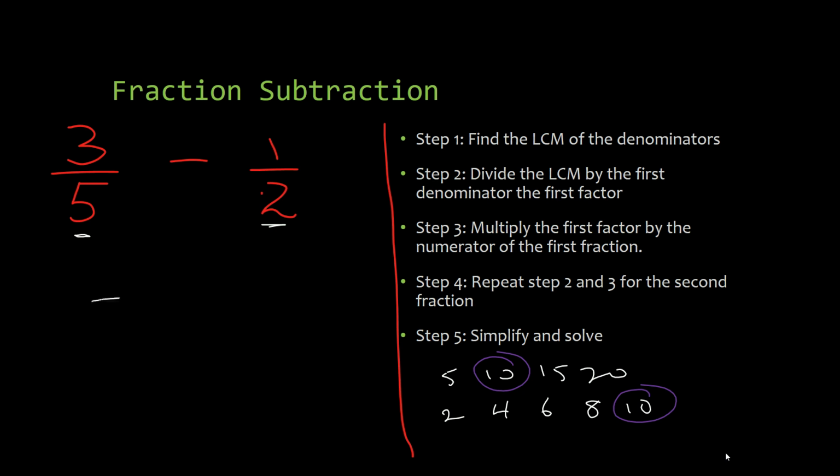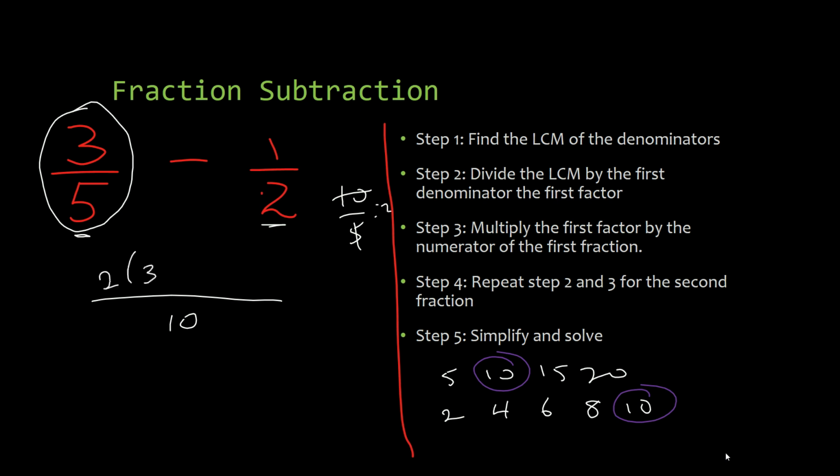Now that we have that LCM, we simply divide the LCM by the first denominator. So on this fraction here, we take that 10, divide by 5, and we get the answer of 2. And then we put that 2 here, and we multiply by the numerator of that fraction. So this is the 5 here, and we're using its numerator, 3. We minus. We do the same exact thing for the other one. We take the 10, we divide by 2, we get 5. And we say 5 into 1.